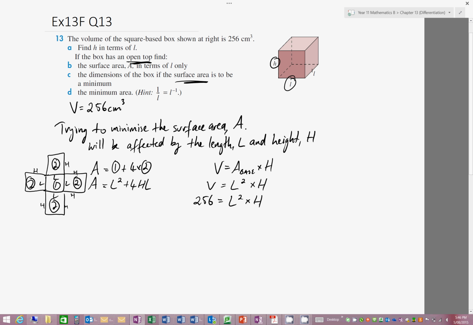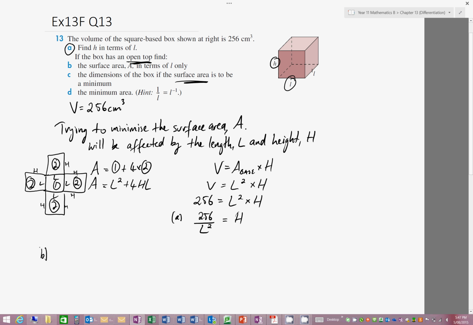Alright, so let's look at the actual questions it asks. Part A says find H in terms of L. Remember my goal is to minimize surface area. So I want to get rid of L or H from this first equation. So part A is literally just going to be getting H by itself in this equation. Okay, so that's part A done. I've got the height as a function of L, H by itself, L on the other side, all good.